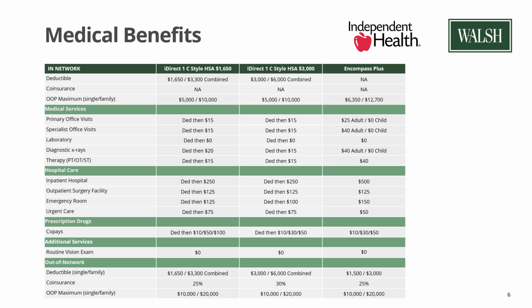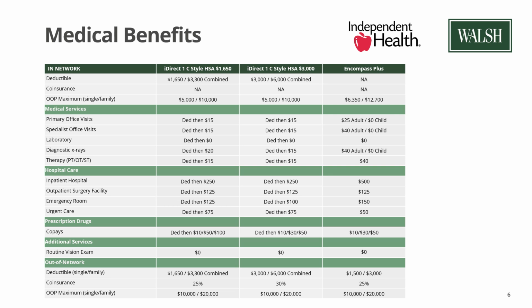On the farthest left is the other HSA qualified plan. This has a lower deductible to be met. So for 2025, it's a $1,650 deductible if you're enrolled as an employee only, or a $3,300 deductible if you're enrolled in a family plan.